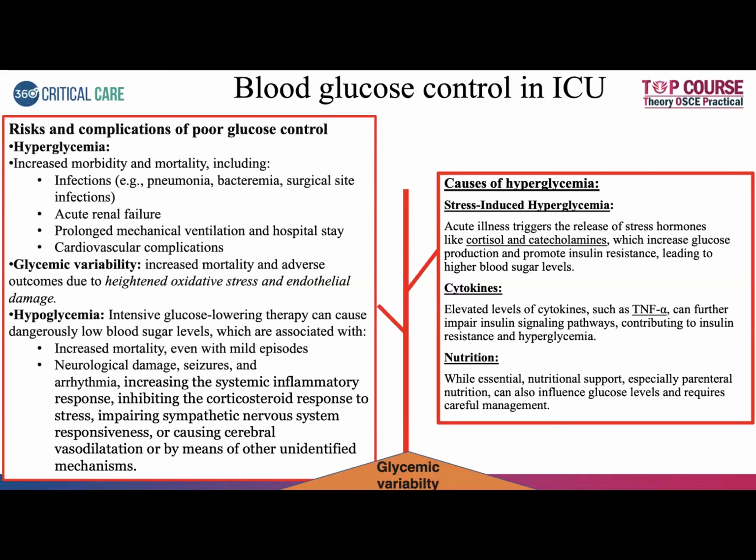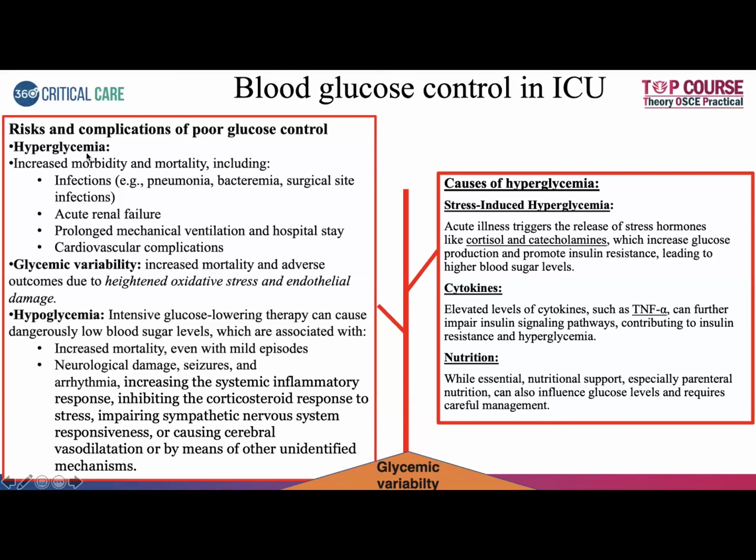So is glucose control important at all? What are the risks and complications and what are we worried about? It is not just hyperglycemia that we are worried about. It is also about the glycemic variability. The variation or fluctuations in glucose level, that is also very important. And hypoglycemia is another important concern.